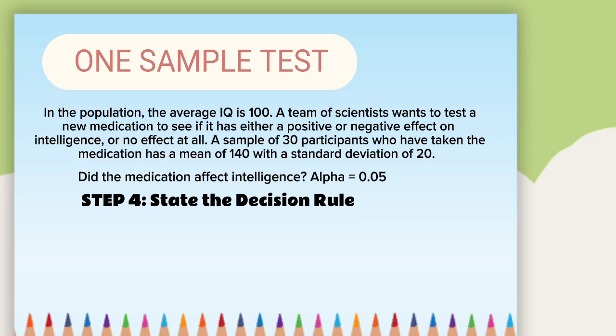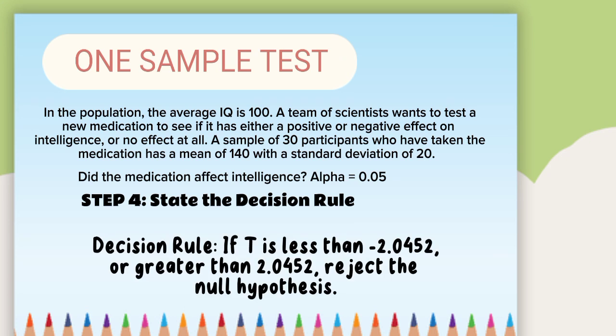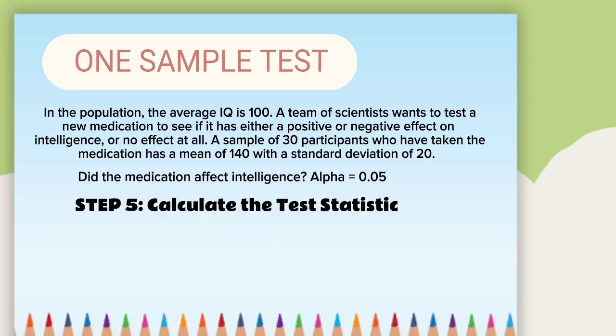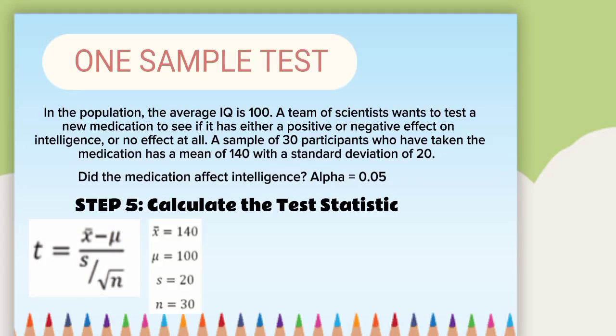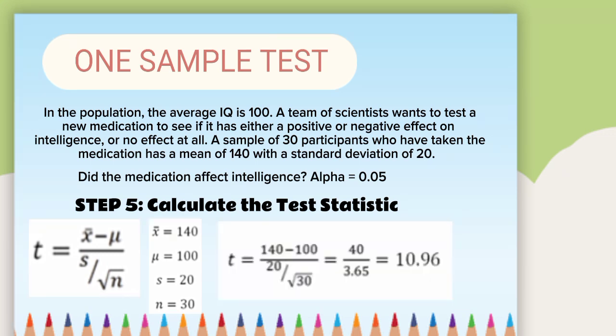So now our decision rule is: if t is less than negative 2.0452 or greater than 2.0452, reject the null hypothesis. Now let's actually calculate the t, using the equation right here, where the sample mean is 140, the population mean is 100, the sample standard deviation is 20, and the sample size is 30. I'm just going to plug those into the equation, and that's how I get a t of 10.96.